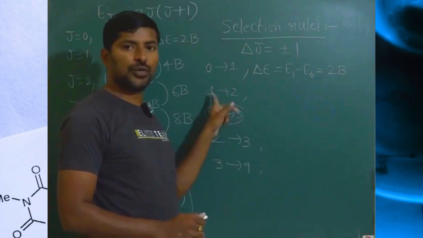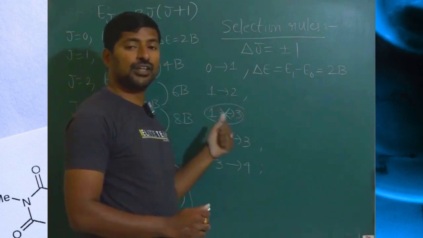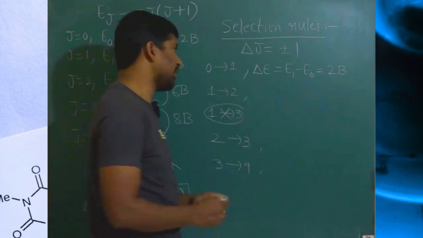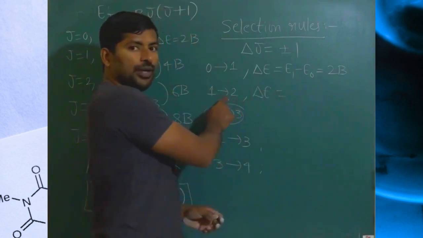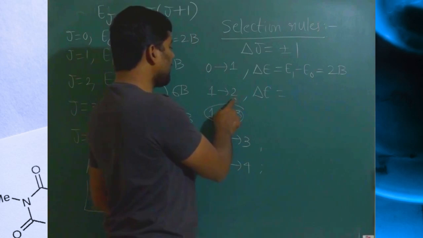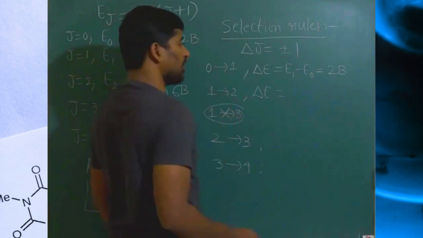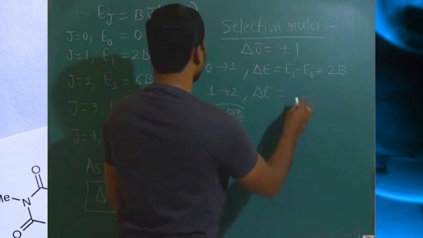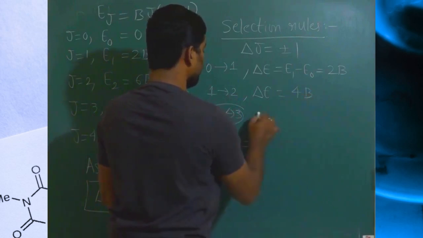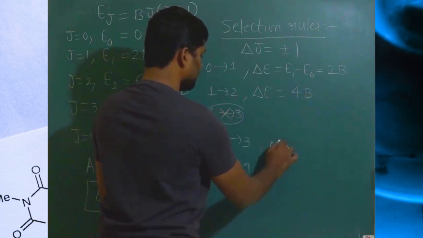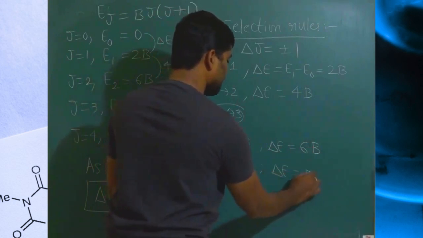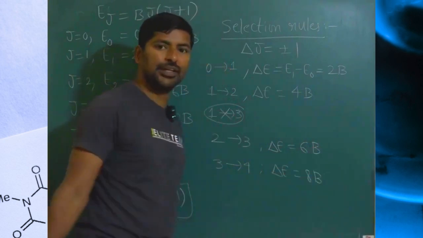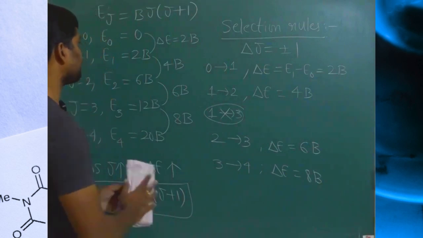If the transition occurs from the first rotational energy level to the second rotational energy level, we get a signal, and the signal is nothing but the gap between those two energy levels, E2 minus E1. What is E2 minus E1? 4B. Next one, 2 to 3, we will get a signal at 6B. 3 to 4, we will get a signal at 8B centimeter inverse.